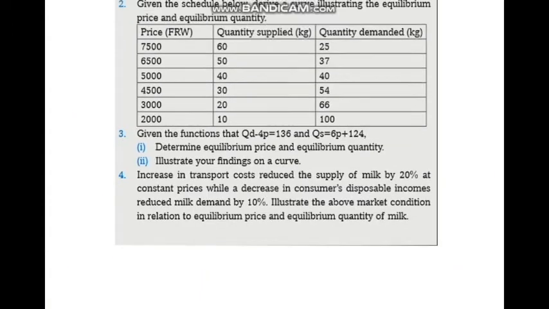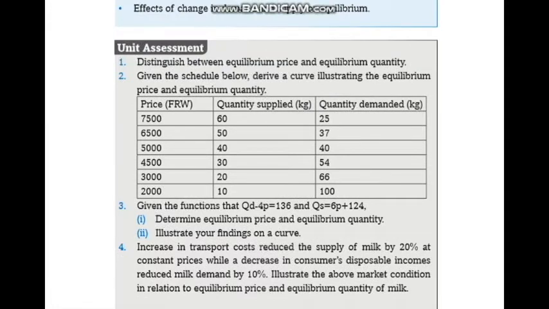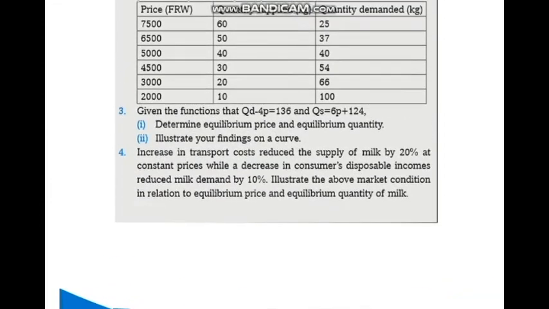So, this is the end of our topic, unit number 7, equilibrium, about the equilibrium price and quantity. So now this is the end.